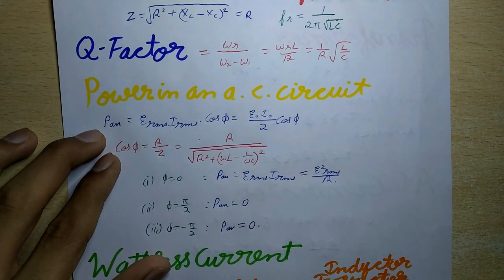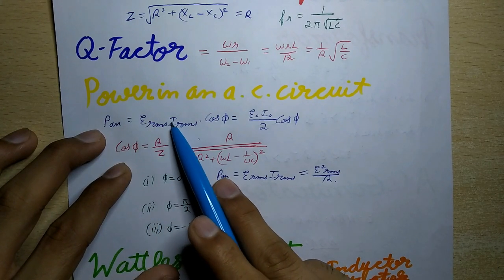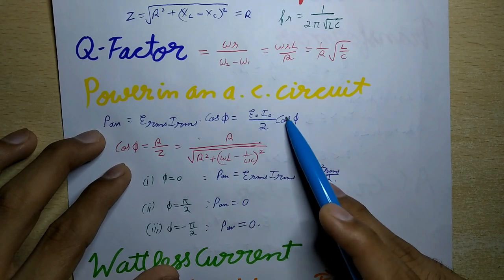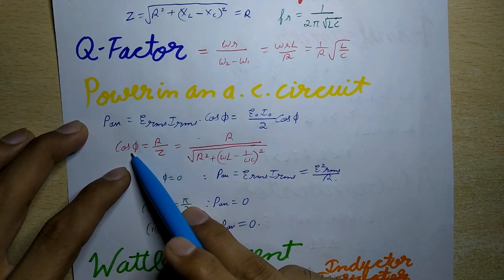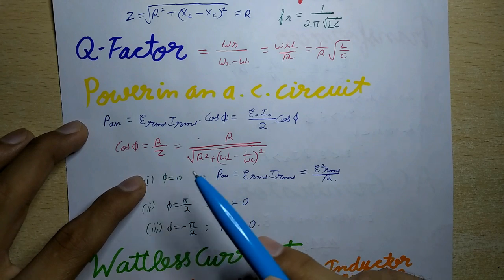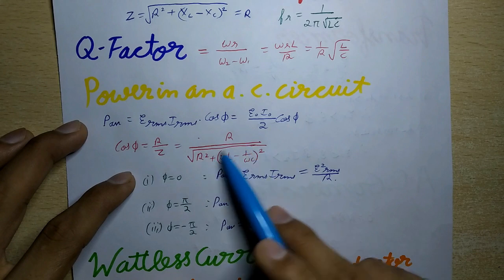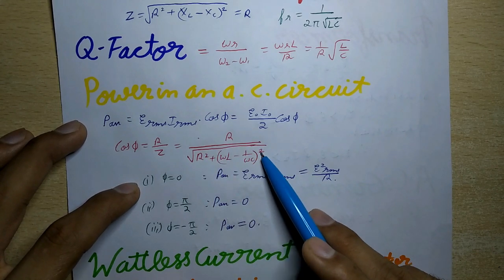So the average power in an AC circuit consumed per cycle is given by P average equals E_RMS I_RMS cos phi, which equals E naught I naught upon 2 cos phi. Here cos phi is called the power factor, which is the ratio of true power P average to the apparent power E_RMS I_RMS. So the power factor cos phi equals R upon Z, equals R upon under root R square plus (omega L minus 1 upon omega C) whole square.